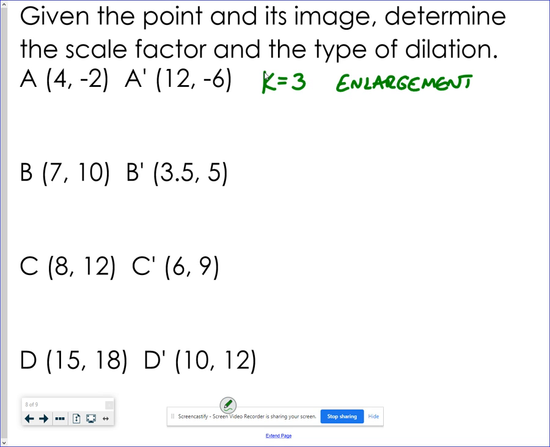For B, to go from 7 to 3.5 might kind of throw some people off a little bit, but let's focus on this one. To go from 10 to 5, it's getting cut in half. Multiplied by 1/2, divided by 2, the new over the original, 5 over 10, the scale factor is 1/2, which means it's a reduction.